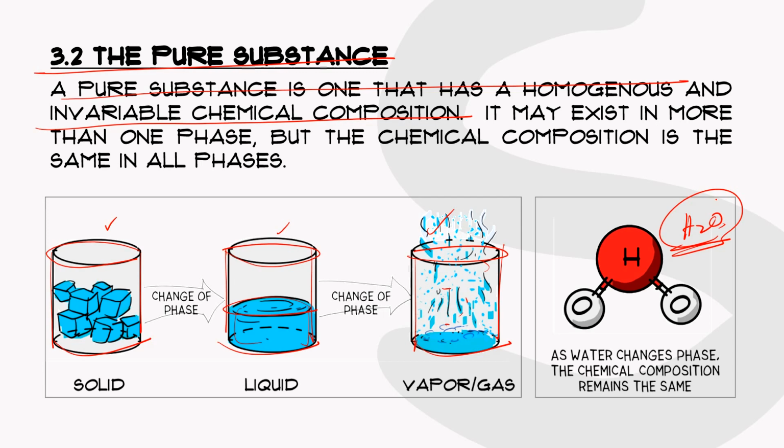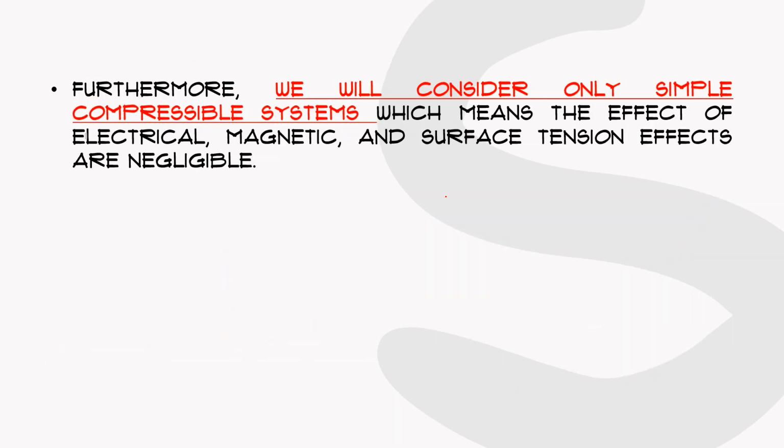So if we consider refrigerants, whether the refrigerant is in liquid or in vapor state, the chemical composition is still the same. So that's why it's considered as a pure substance. Okay, so furthermore, we will consider only simple, take note of this, simple compressible systems. Which means that the effects of electrical, magnetic, and surface tension are negligible.